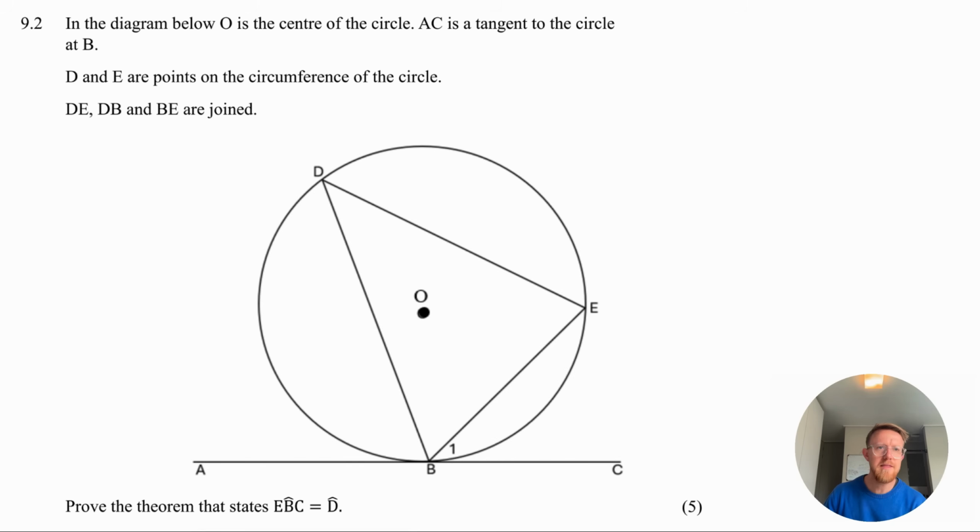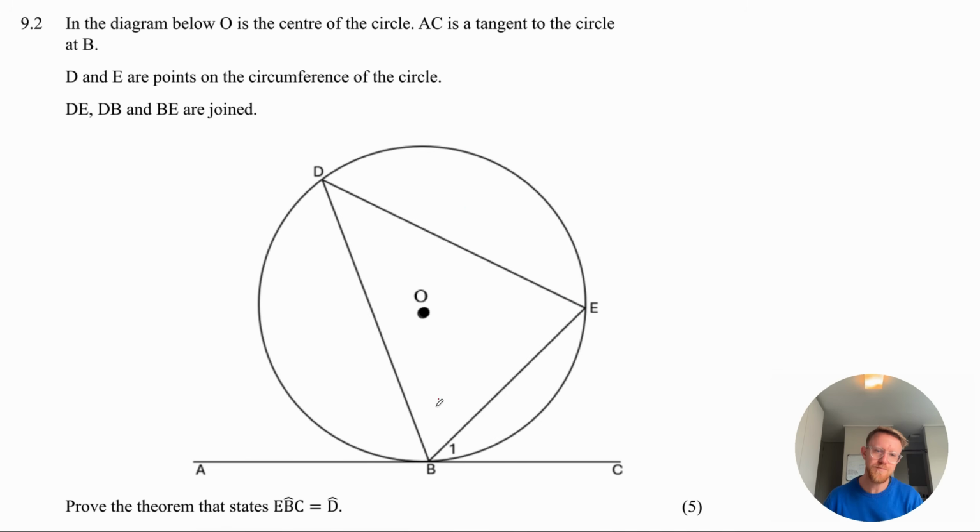In the diagram below, O is the center of the circle, AC is a tangent, D and E are points. Prove the theorem that states that angle EBC is equal to that one. So this is the tan chord theorem. There are different ways of doing the tan chord theorem. I've seen other ways that some textbooks use, where they do a setup like this. If you want to use that method, you can. It's not the method I really use. I use this method here.